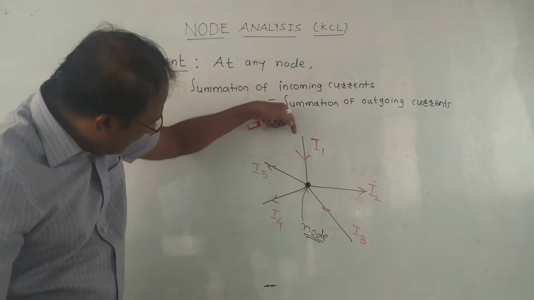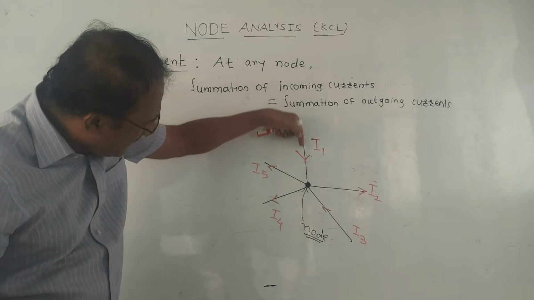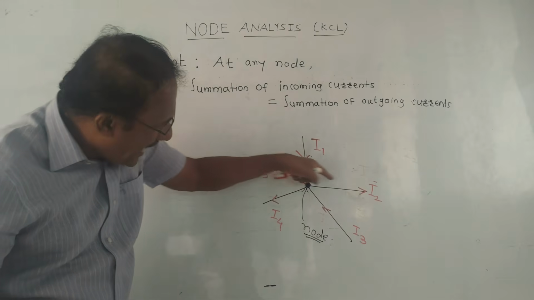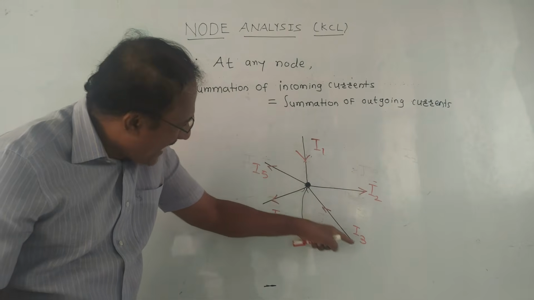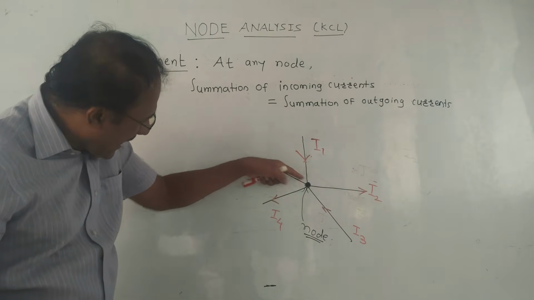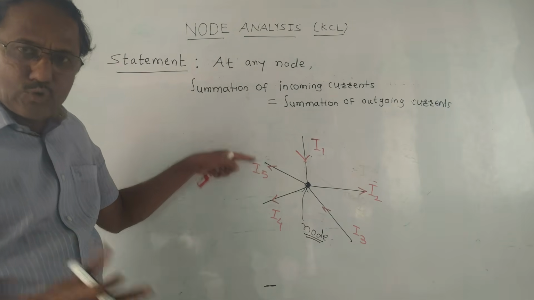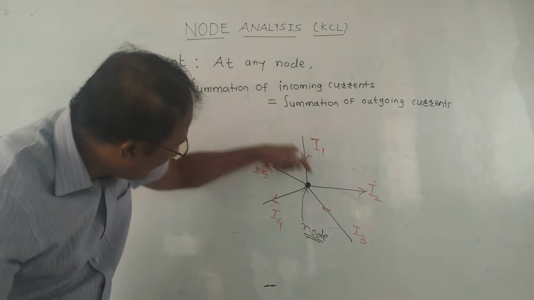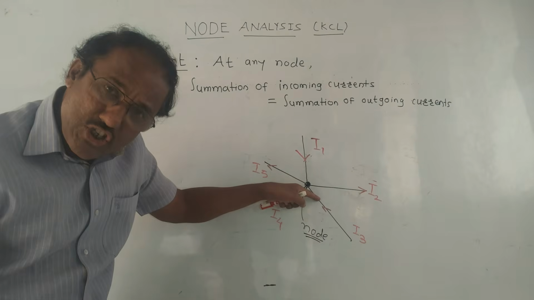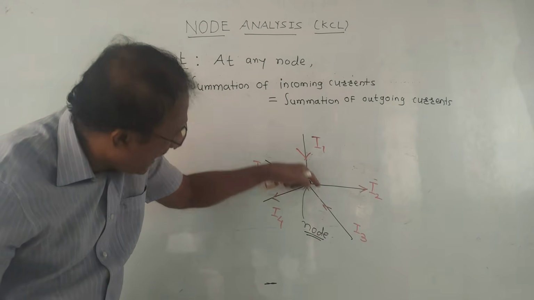Look into this diagram. Here the direction of current I1 is towards the node. I2 is away from the node. I3 is again towards the node. I4 is away from the node. And I5 is again away from the node. So incoming currents are I1 and I3. How did I judge? From the direction of arrows.